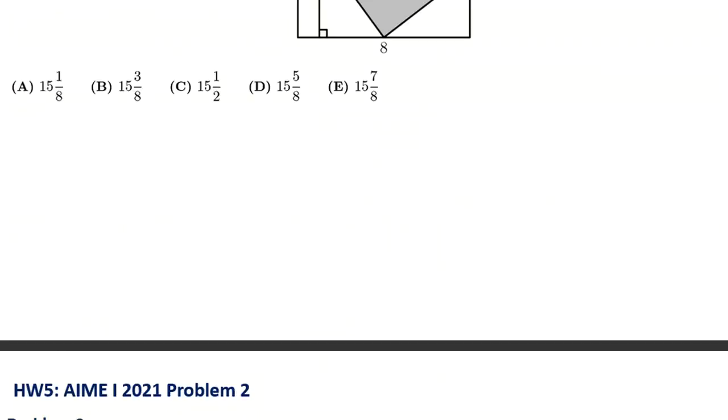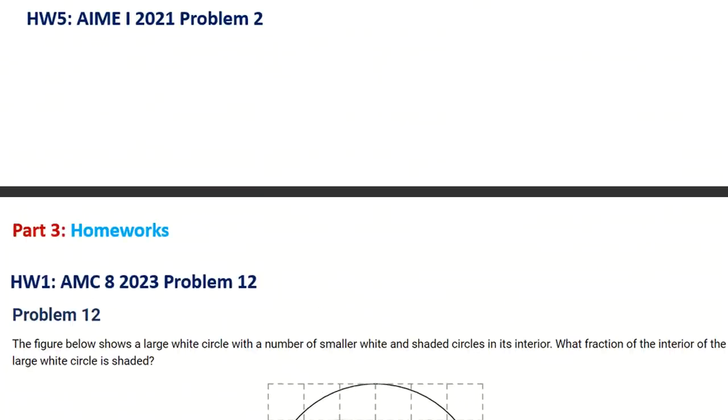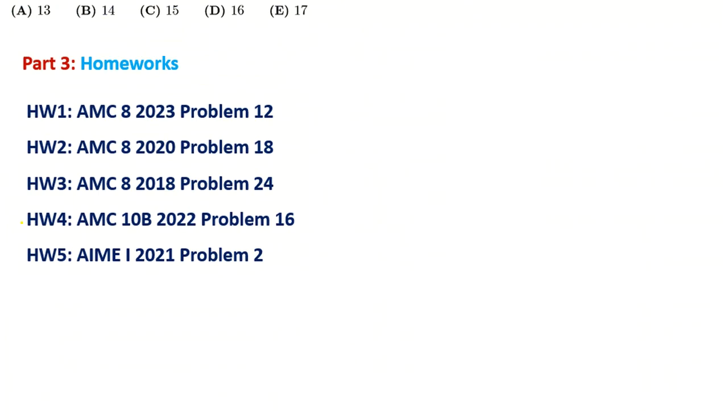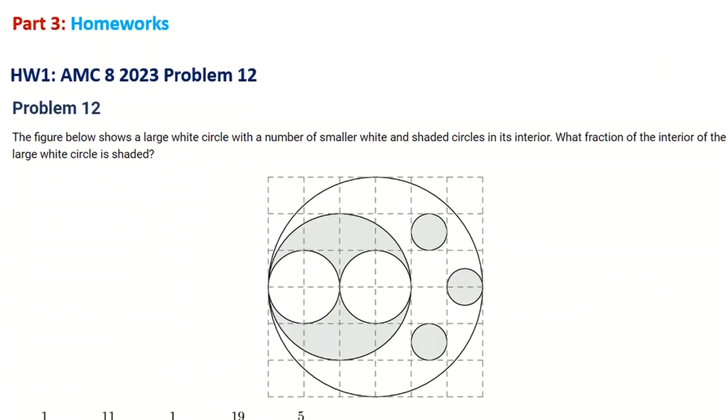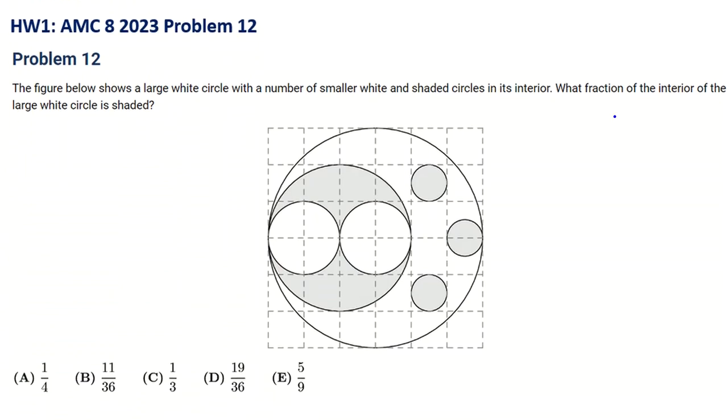Part 3. For part 3, try to work on these 5 homeworks. And again, if you have questions, you can send a message to my WhatsApp number. Homework 1 is this problem. Find the shaded region in this part. AMC 8, 2023, last AMC 8, problem 12.